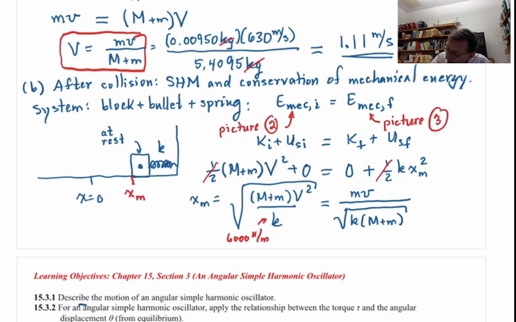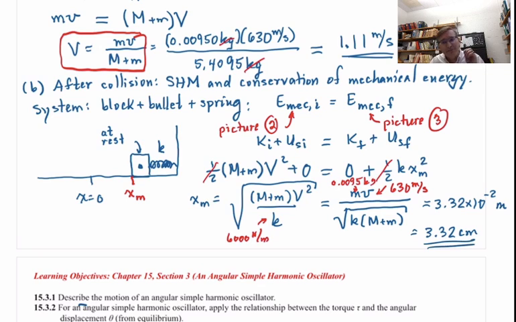And there, that is little v. So that's 630 meters per second. But upstairs, that's just little m, mass of bullet only, 0.0095 kilograms. Anyways, you plug all those numbers in, and you get 3.32 times 10 to the negative 2 meters. You check that on your calculator. Probably the way a physicist would write that is 3.32 centimeters. Not a big amplitude. Remember, it's a very stiff spring.